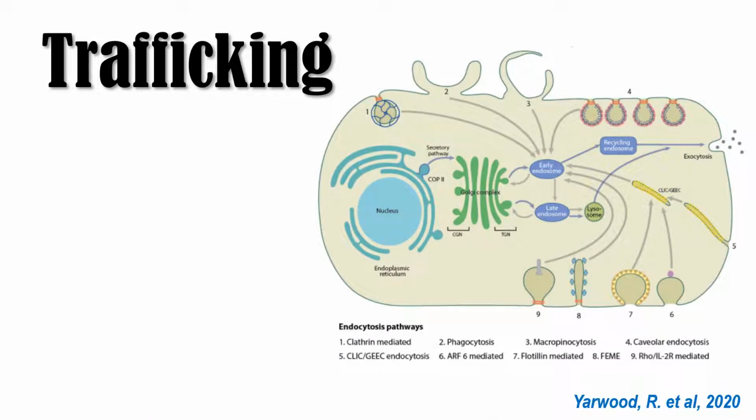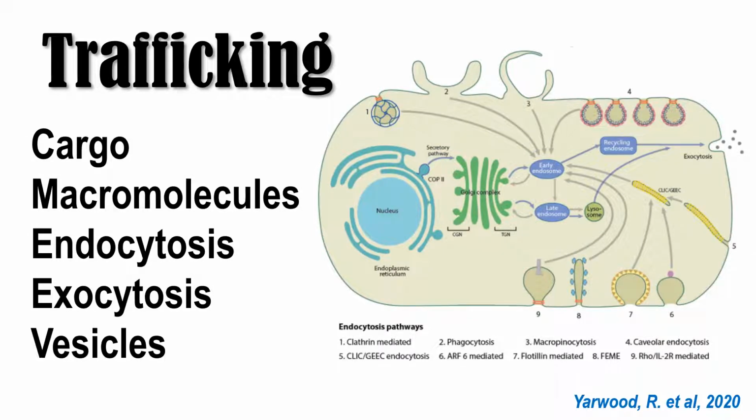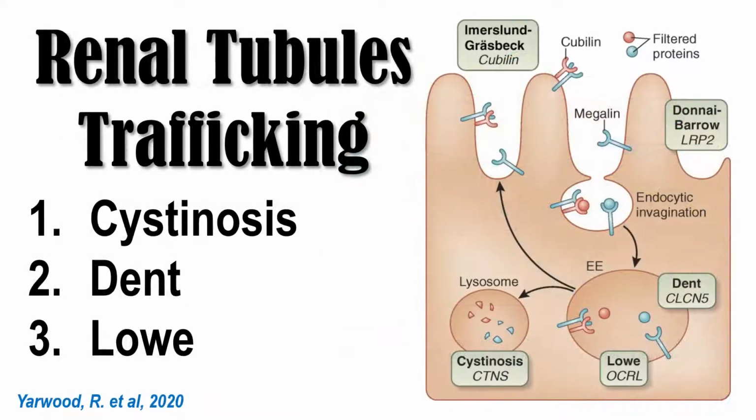Another important and interesting topic in the literature is trafficking, and trafficking is simply how to carry macromolecules from one side of the cell to the other, passing through the cell. So it acts like a cargo for macromolecules, starting with endocytosis and the exocytosis process and passing through the cell through vesicles. This trafficking is very important in kidney and tubular disorders.